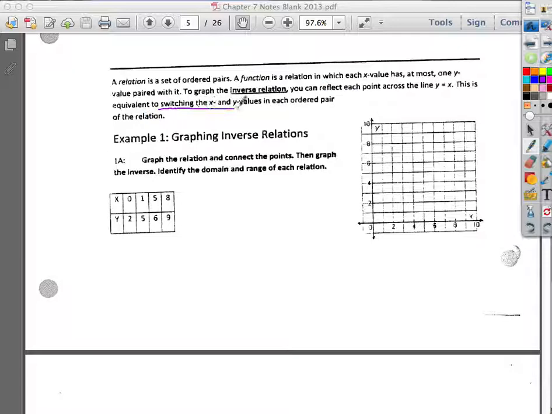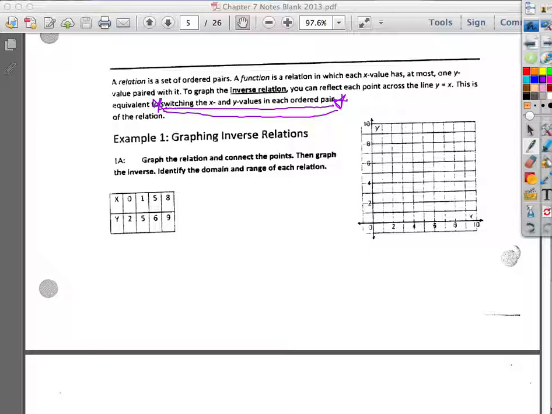Switching the x and y values in each ordered pair. Yep, that's today's lesson right there. To get the inverse, you basically exchange the domain and the range, the x and the y, the input and the output. So let's take a look at how we can accomplish that first target.